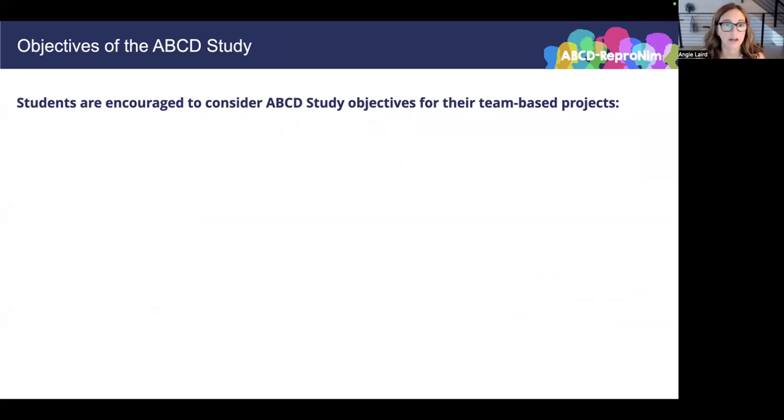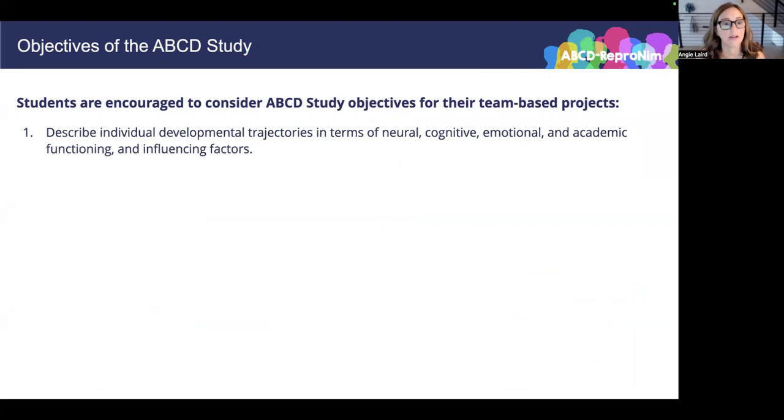As part of the NIH program that provides support and funding to ABCD-ReproNim, NIH would like us to encourage students to thoughtfully consider the overall research objectives for the ABCD study when conceiving of their team-based projects. The first goal of the ABCD study is to describe individual developmental trajectories in terms of neural, cognitive, emotional, and academic functioning and influencing factors.